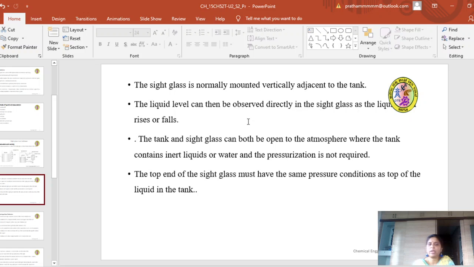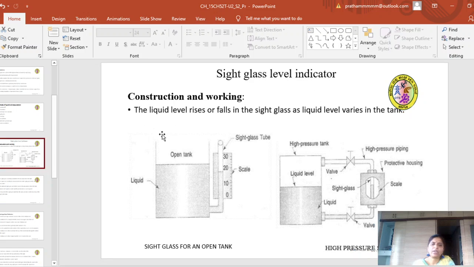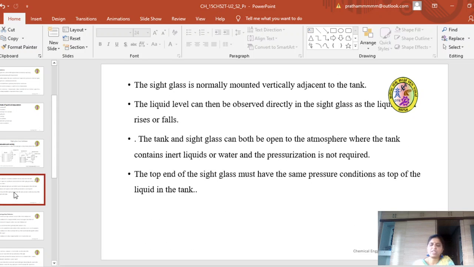Another important thing to note here: the top end of the side glass must have the same pressure condition as the top of the liquid in the tank. The top end of the side glass should have the same pressure as in the tank. So that has to be kept in mind while measuring the level of liquid through the side glass method.